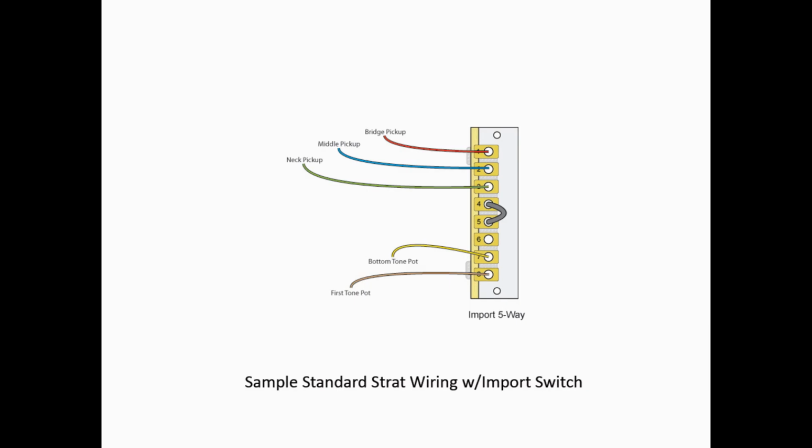So now to make this all work, I took just a standard Strat wiring, 3 pickup configuration, to show you how that would be done on an import switch. Bridge pickup goes to lug 1, middle pickup goes to lug 2, neck pickup goes to lug 3. We run a jumper from 4 to 5, we leave 6 open. We take 7 and go to the bottom tone pot, the one at the very end of the guitar, and 8 is going to go to the first tone pot. And that's it. That's your basic Strat wiring.